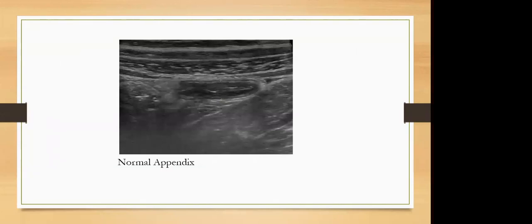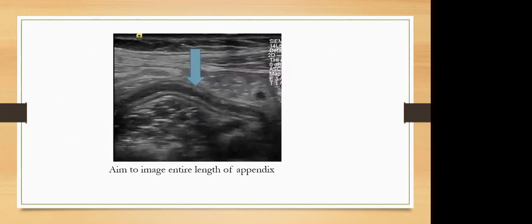This is an ultrasound image of a normal appendix. So you measure from outside to outside. You see the calipers here, outside to outside. We should aim to image the entire length of the appendix. This is where it becomes a problem, because sometimes you may only see one part, but we have to try our best to show the whole length of the appendix.